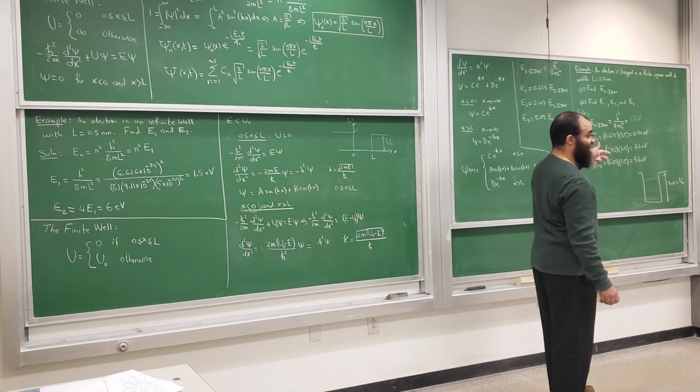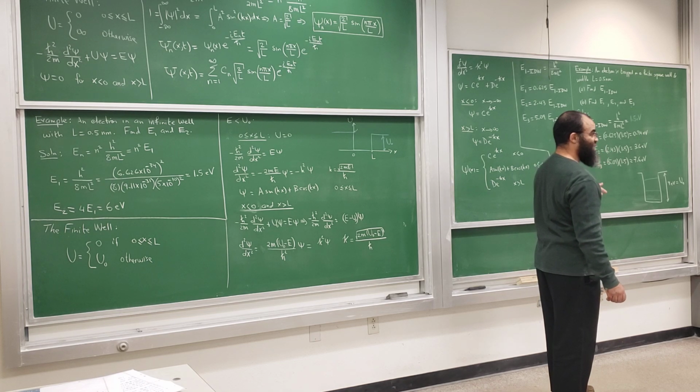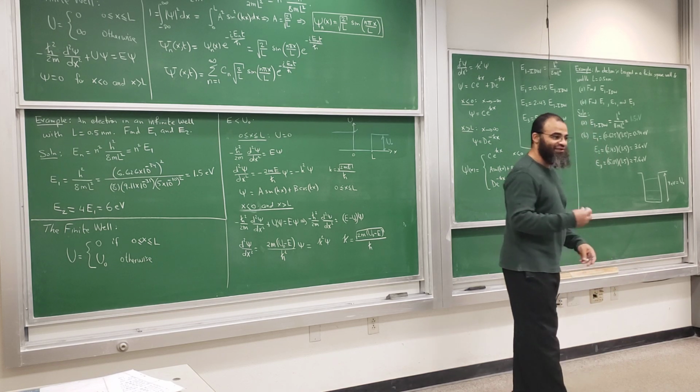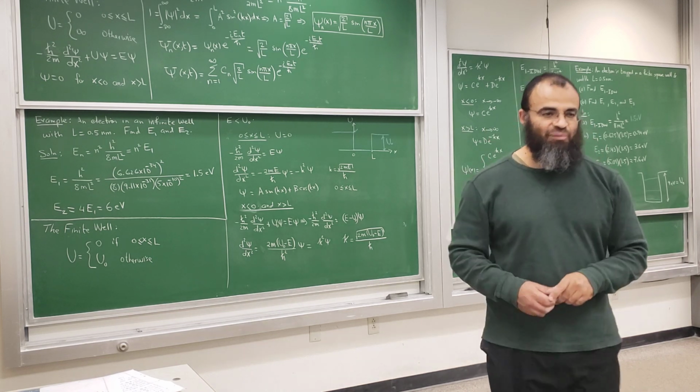The next one is a barrier. So what is a barrier? It's the reverse of a well. So let's do the next one. It's called the potential barrier.